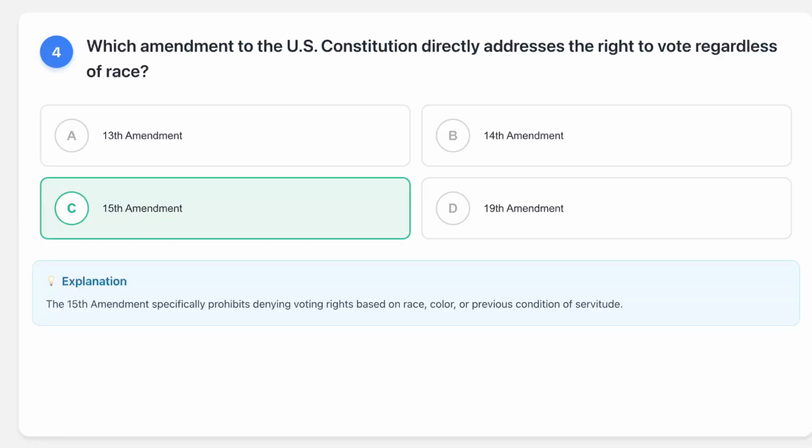Explanation. The 15th Amendment specifically prohibits denying voting rights based on race, color, or previous condition of servitude.